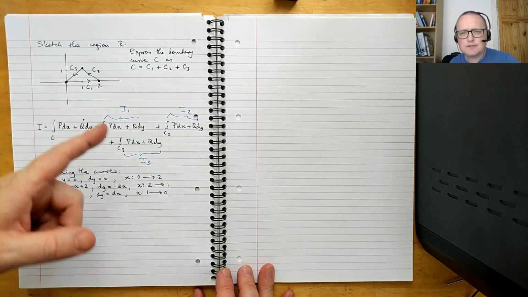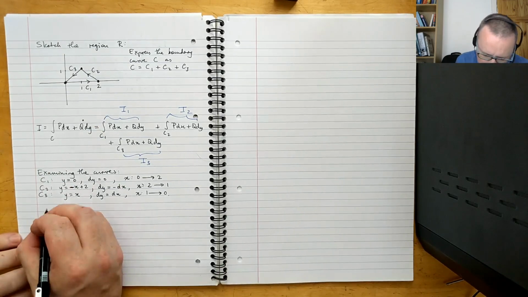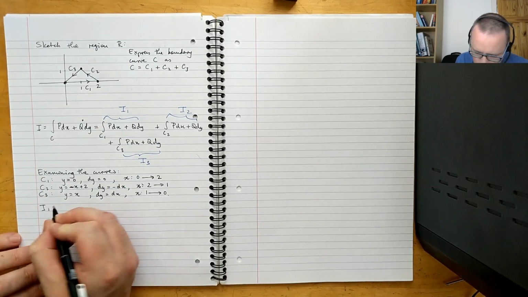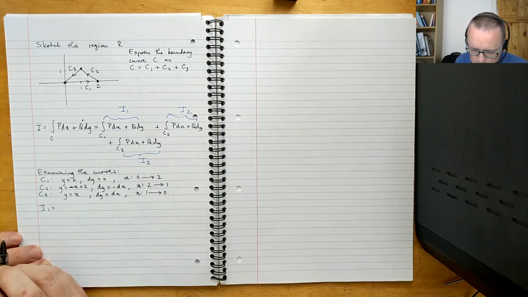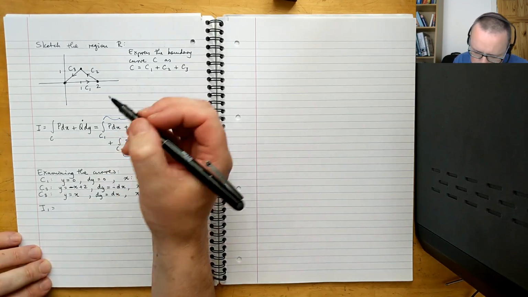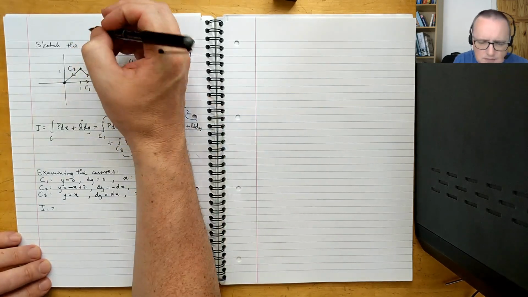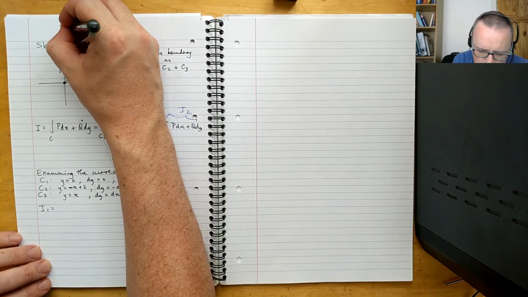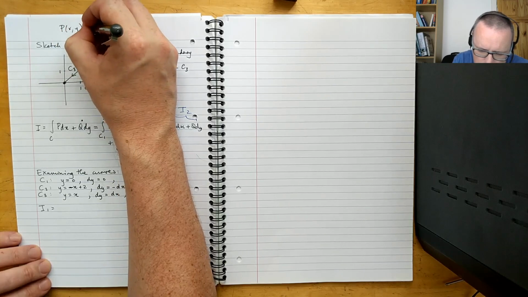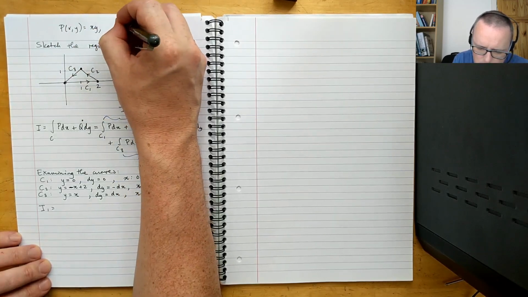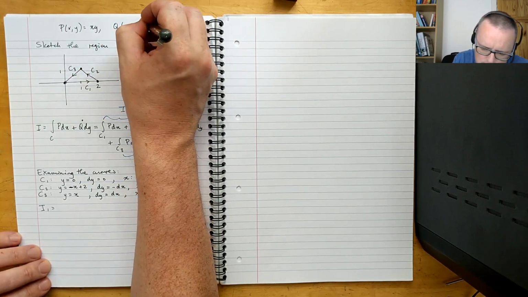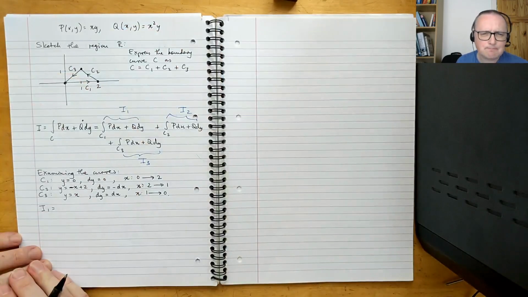So now we can launch into each of the 3 separate integrals. So I1, I won't repeat it here. This is I1 here. What are the curves P and Q? Let's put these up the top here. So P(x,y) is simply the product x times y. Q(x,y) is x squared times y.